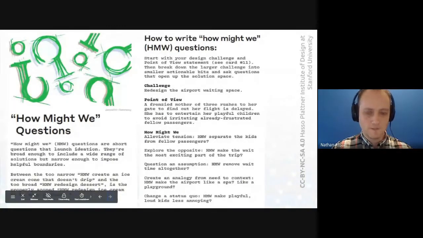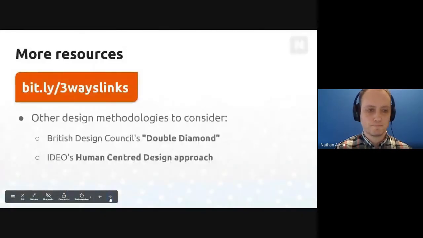So again, we link to this resource in the resource document. So feel free to have a look through that. It's just one thinking skill, one design thinking skill as part of a process. There's the link to the document again, in case you missed it the first time.